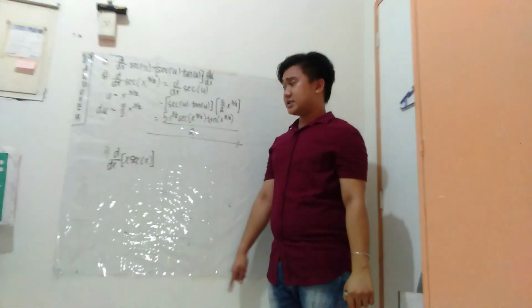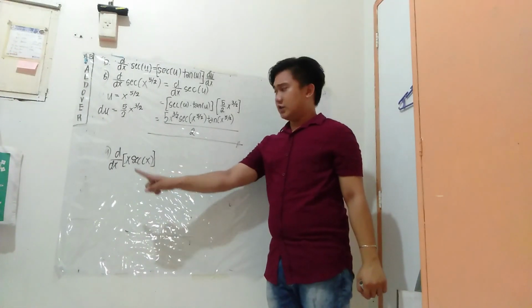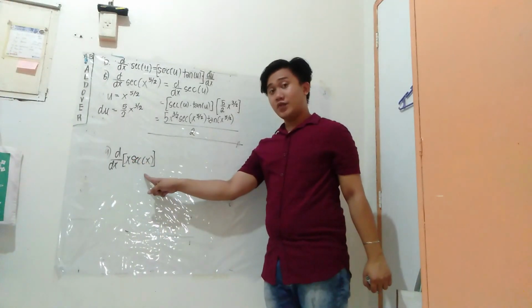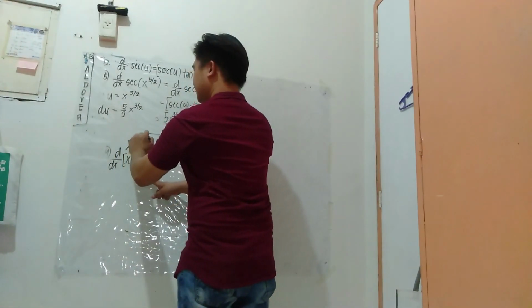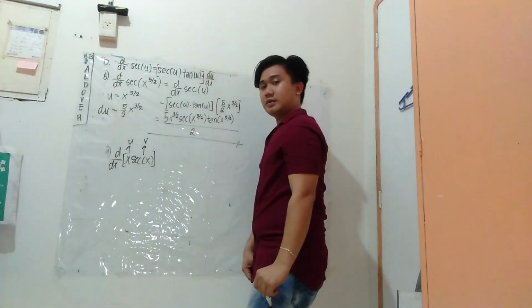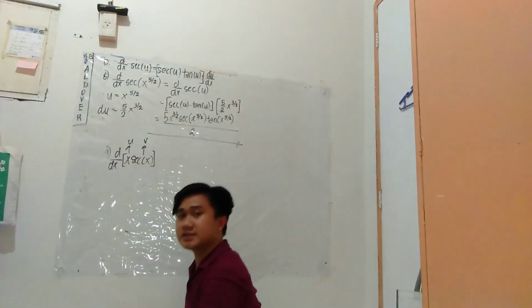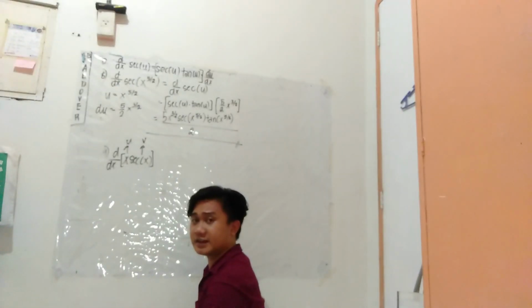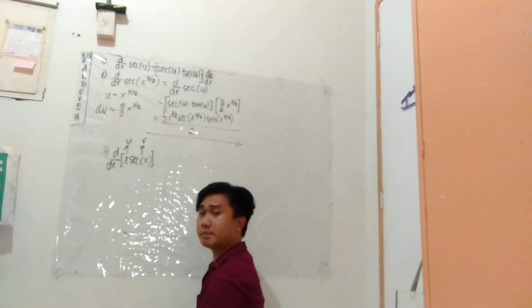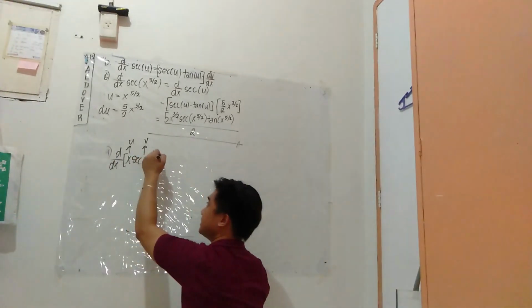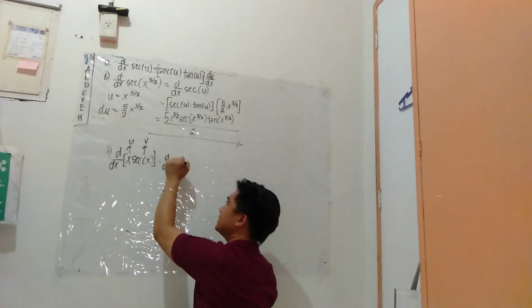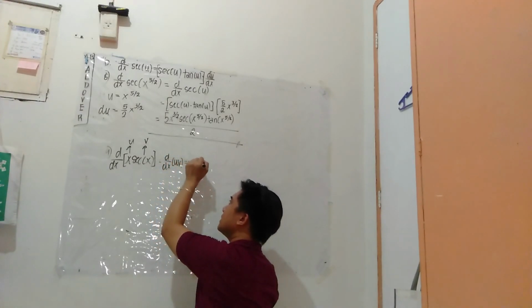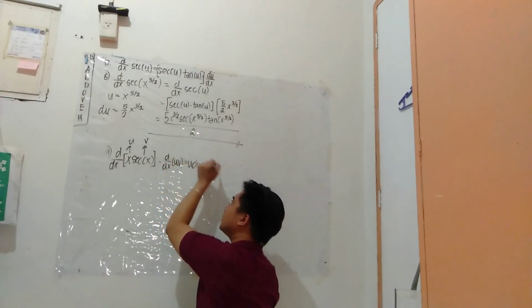Okay? So as you can see, we have here a product. You have a u and you have a v. So this is u. This is v. Okay? So what we're going to do is to perform the differentiation formula for product, which is the derivative of uv is equals to u dv plus v du.